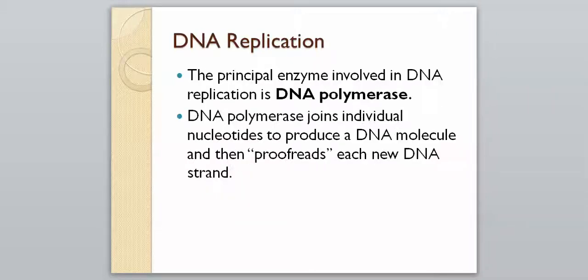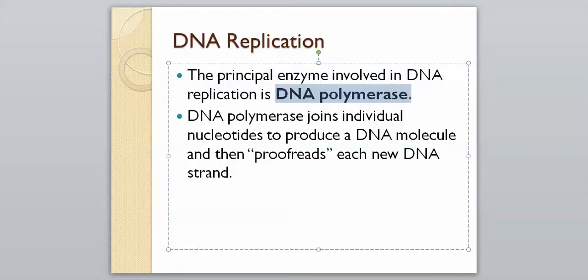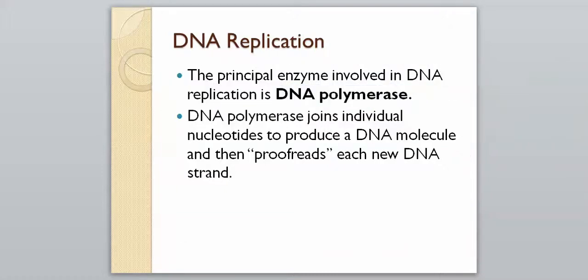And our principal enzyme that's involved in DNA replication is called DNA polymerase. This is a very important word that we need to know. It's basically responsible for unzipping our DNA. And DNA polymerase will join individual nucleotides to produce a DNA molecule, and then it proofreads each new DNA strand. So that's our function there.